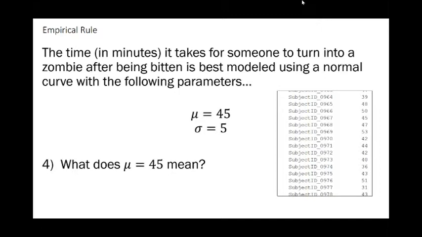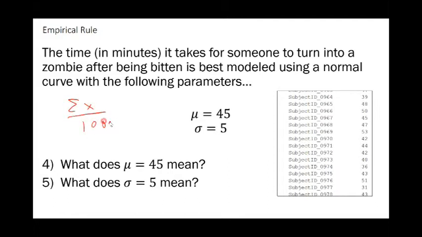What does mu equals 45 mean? What does sigma equals 5 mean? Mu equals 45 means if you added up all of the observations, which are 1,000 different x values, and divided by n, which is 1,000 in this case, the number of individuals being experimented on with this new zombie antidote, whatever it is, we get 45. And 45 is our measure of center for this data set. That gives us an idea of typically what will happen. So we don't know how long it will take for Bob to turn into a zombie. We know that on average, though, it takes 45 minutes.